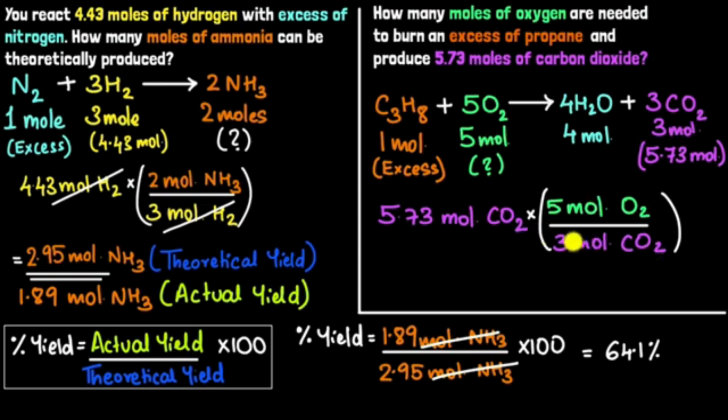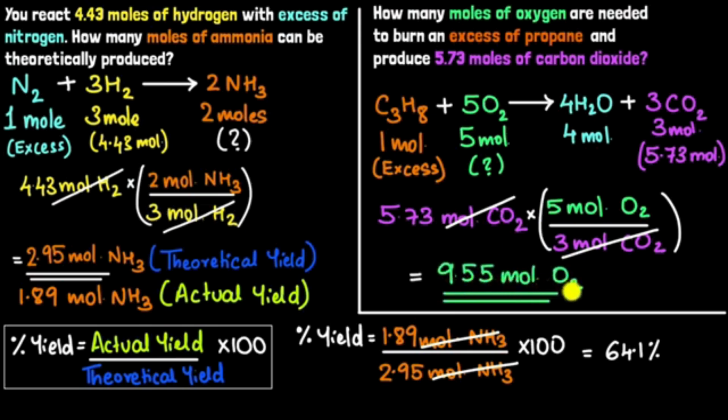And I check with my dimensional analysis and I see that, hey, moles of carbon dioxide cancel out over here, and I get moles of oxygen, so I'm on the right track. So the dimensional analysis will always come to my rescue to make sure I'm on the right track. And now, since this is giving me the moles of oxygen, I just have to put the numbers in the calculator. So 5.73 times 5 divided by 3. And once we do that, we get about 9.55 moles of oxygen.